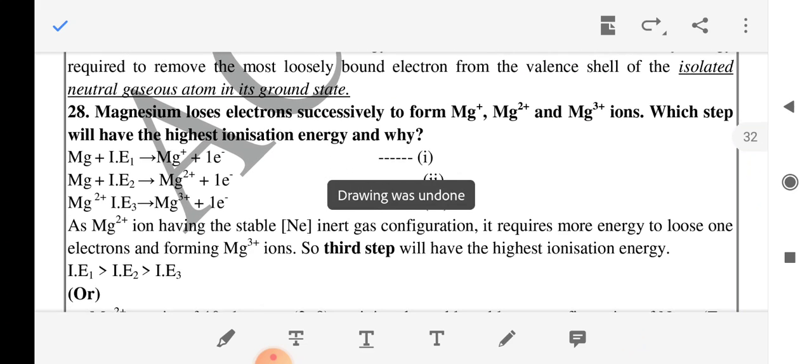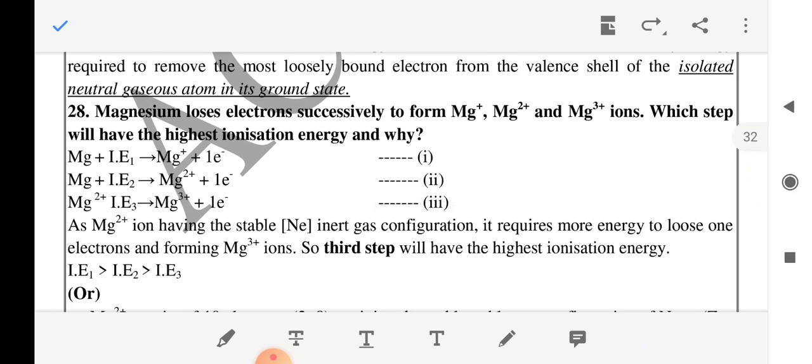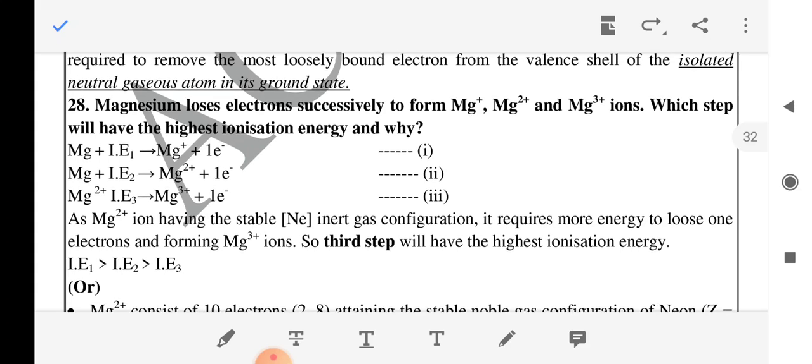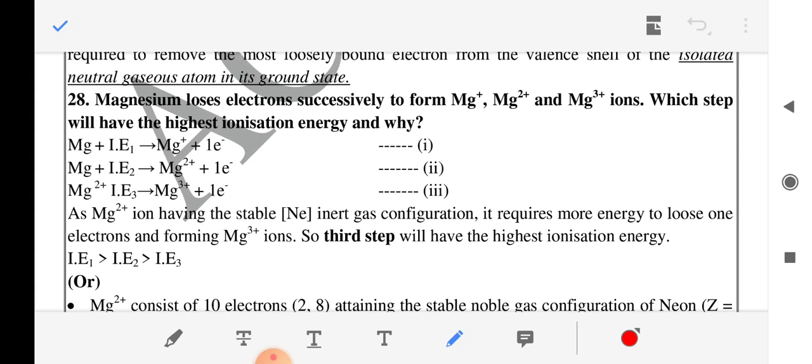Then the next one: magnesium loses electrons successively to form Mg plus, Mg2 plus and Mg3 plus. Which represents the highest ionization energy? Why? The first equation is Mg, first ionization energy, giving Mg plus, where 1 electron is removed. Then Mg plus, second ionization energy, gives Mg2 plus. Then Mg2 plus, third ionization energy, gives Mg3 plus by removing 1 electron.